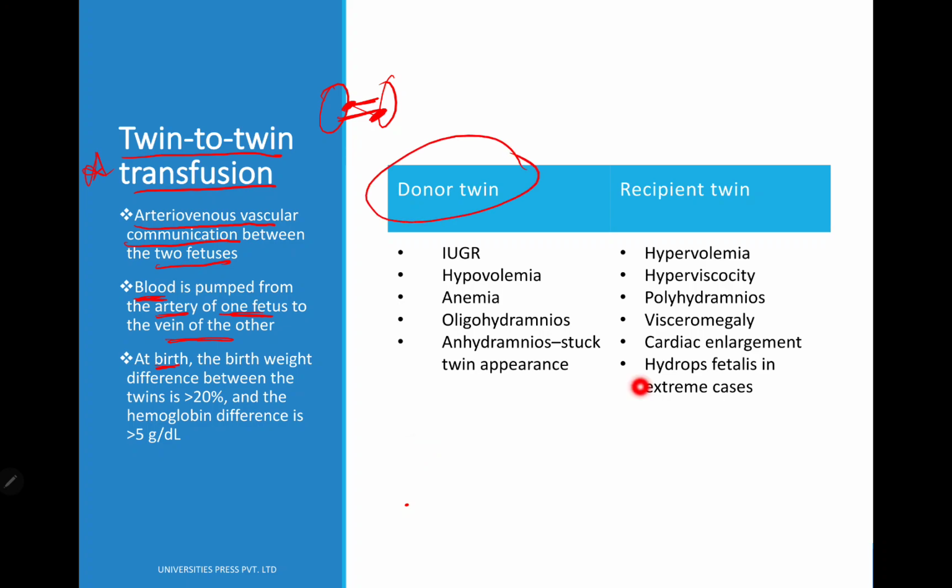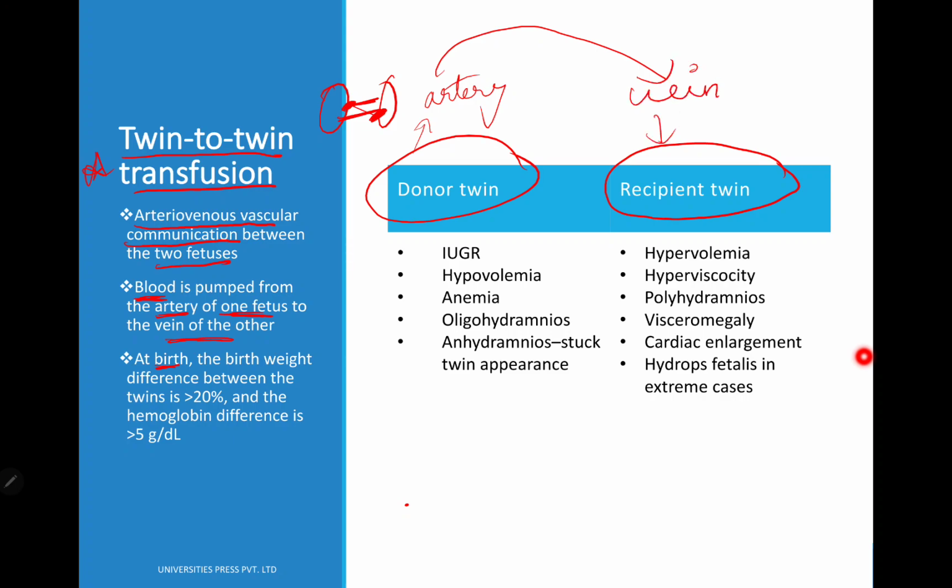There will be a donor twin and there will be a recipient twin. The donor twin is the one that has the artery, and the blood is going to be pumped from this artery into the vein of the recipient twin. This is the concept. This is the arteriovenous vascular communication seen between these two twins.